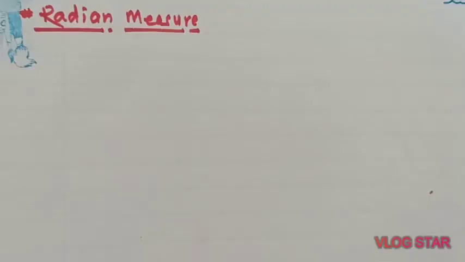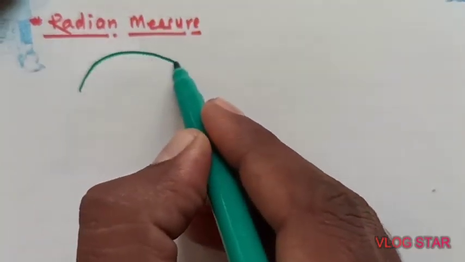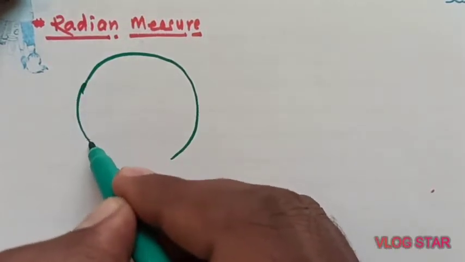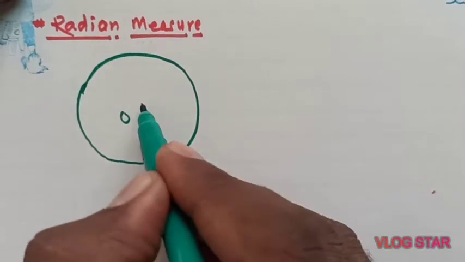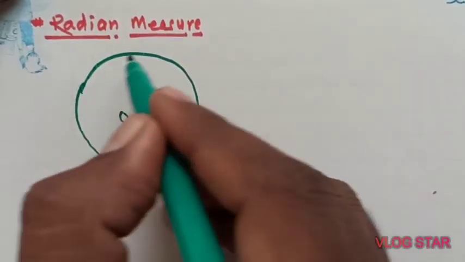Hello everyone, in this video we'll discuss how to measure angles in radian. We have already studied degree measurements. So this is the second method, where we need to find out the angles in radian measures. Whenever we have a circle of certain radius, say R, O is the center, and this is the circumference of the circle.